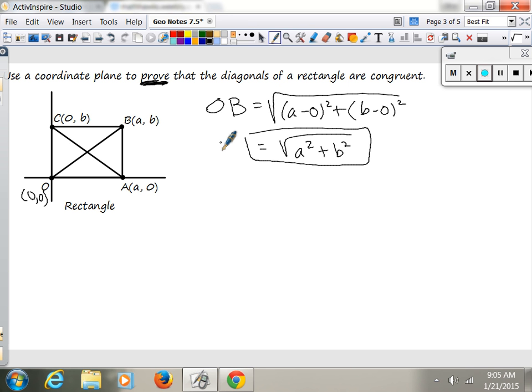Now let's find the distance from C to A, or A to C. Let's do AC. From A to C, I could use my x2 minus my x1, 0 minus A squared. My y2 minus my y1 would be b minus 0 squared.